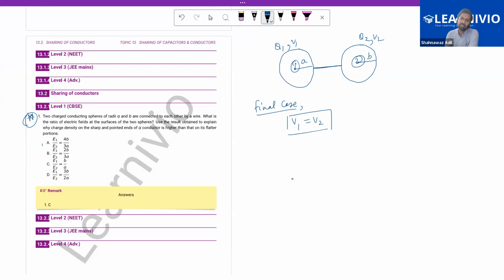If you have a conducting sphere, preliminary information that you should have is that in a conducting sphere, all the charges reside on the surface, right? So if we have a conducting sphere, then how does the potential vary? That is the second topic of this chapter, right?